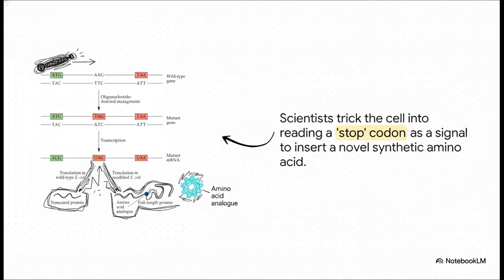Okay, look at the left. That's the normal process. The cell's machinery reads the genetic code, it hits a stop signal, a codon like UAG, and protein production just stops. You get a short, incomplete protein. But now look at the right. In a specially engineered E. coli cell, scientists have added some new parts. They've essentially taught the cell to read that same UAG stop signal not as stop, but as insert this cool new thing here. And that cool new thing is a brand new synthetic amino acid, that blue circle. This lets them build a full-length protein that now contains a building block that nature has never, ever used before.